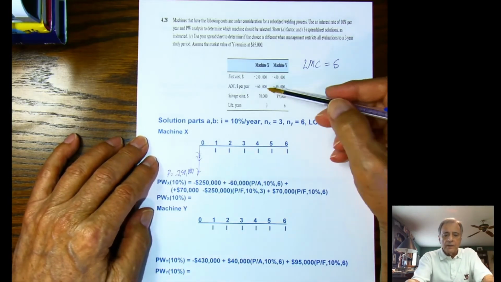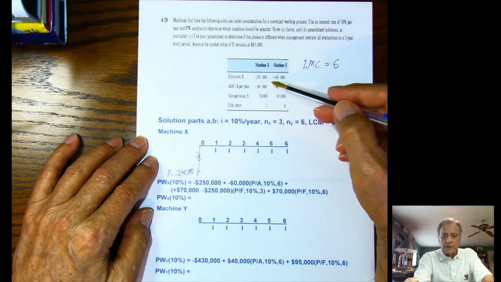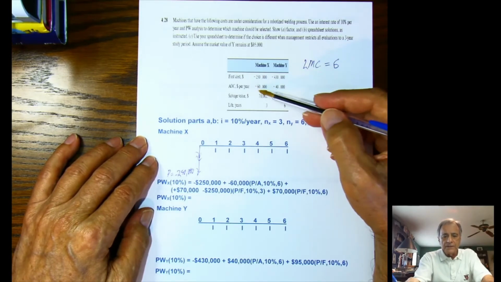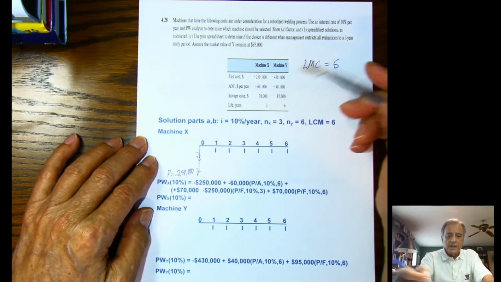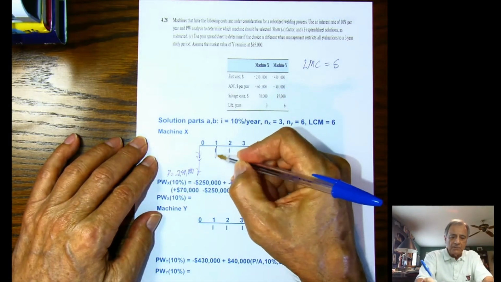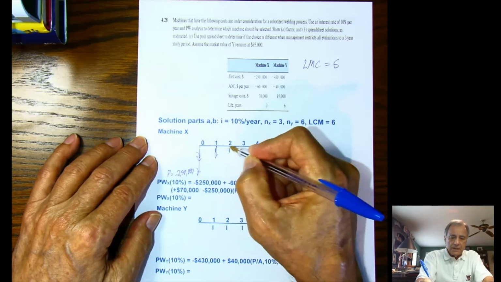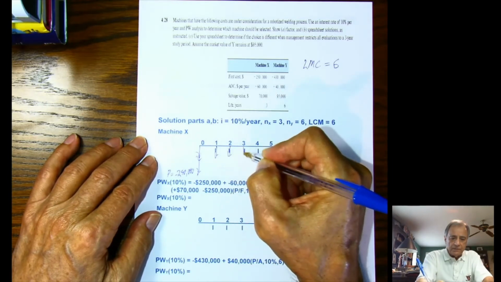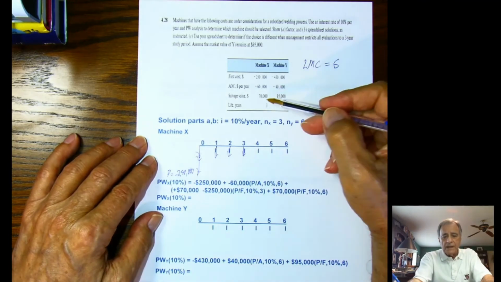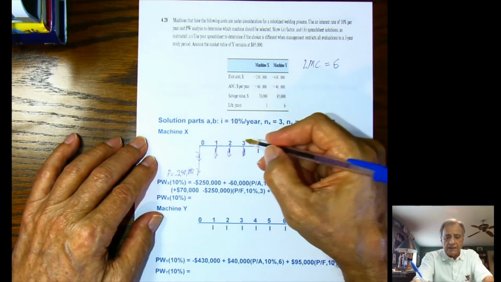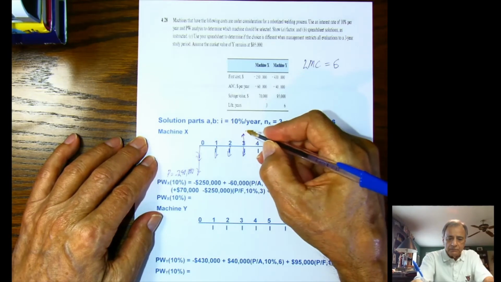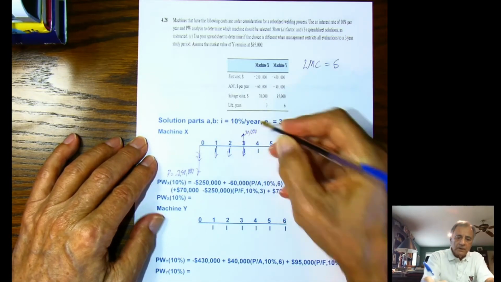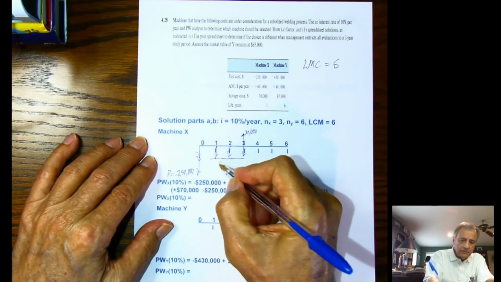So the operating and maintenance cost for each year of machine X's life of 3 years is $60,000. So I'll put the $60,000 for each of the 3 years. At the end of the third year, you get a $70,000 salvage value. These are $60,000.